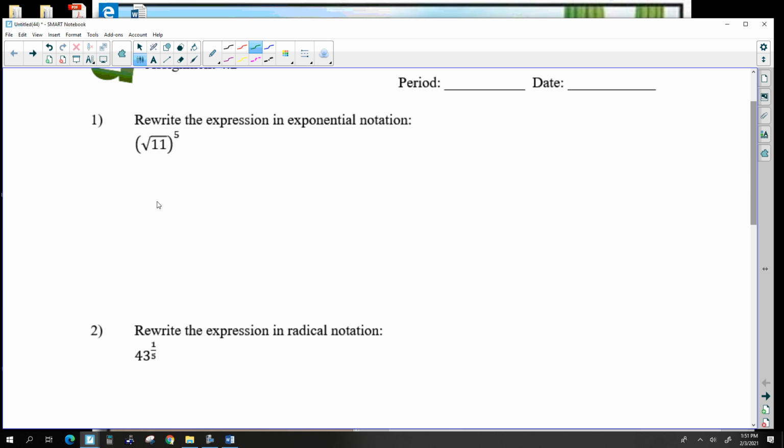They want us to rewrite this expression in exponential form. So they want this as an exponent. What I see here is the square root of 11 to the 5th power. The number 11, fine and dandy. The power is 5, and the root is 2. And so there it is: that's 11 to the 5 over 2. That's written in exponential notation.